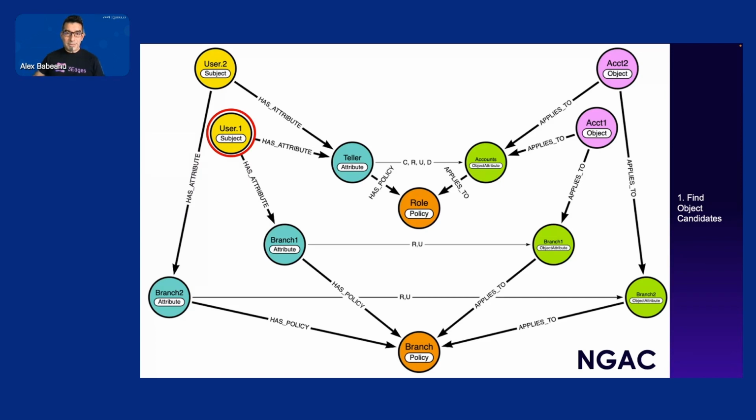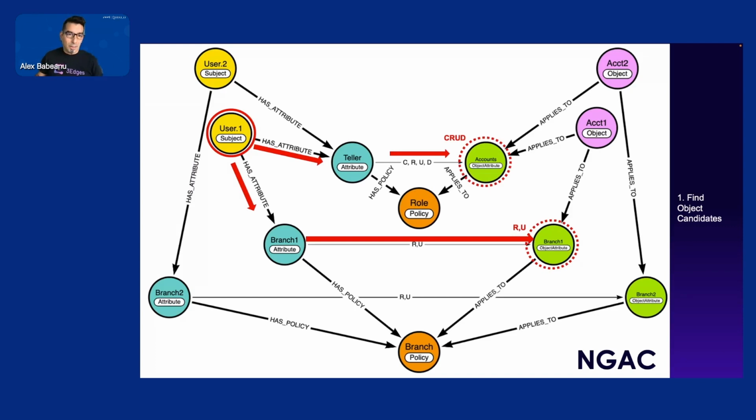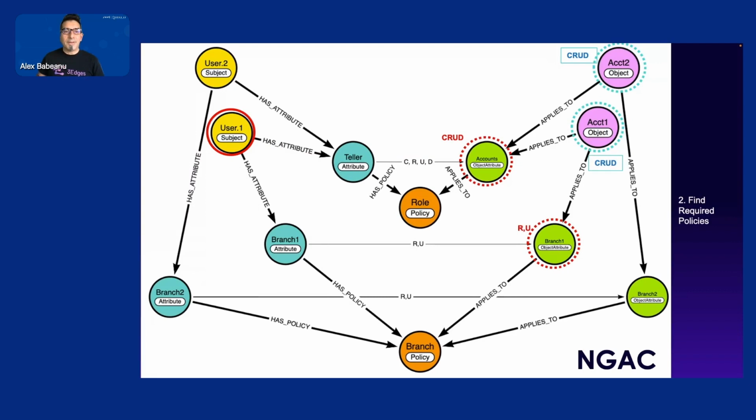So the first step of the preview algorithm is to find candidate object nodes. These are nodes that the subject may have access to. So for that, we'll find a path that starts from the user, that goes through those operation relationships all the way to the objects. Here we go. We backtrack all the way to the objects. And now we can find that the user may have CRUD access to potentially these 2 accounts.